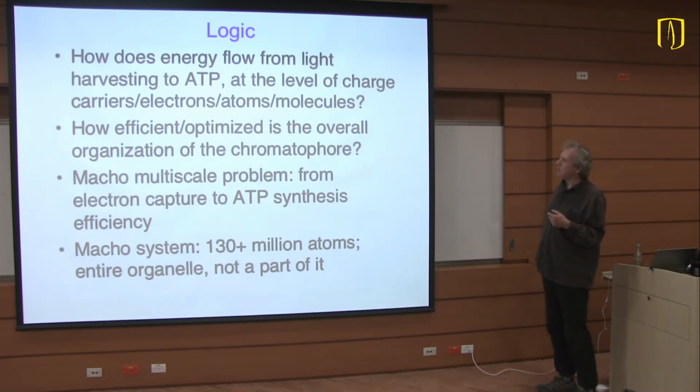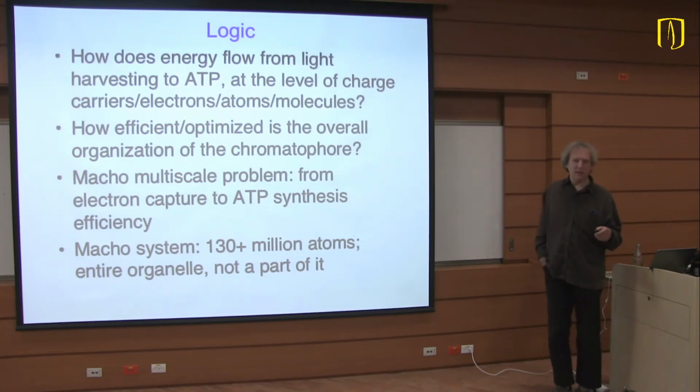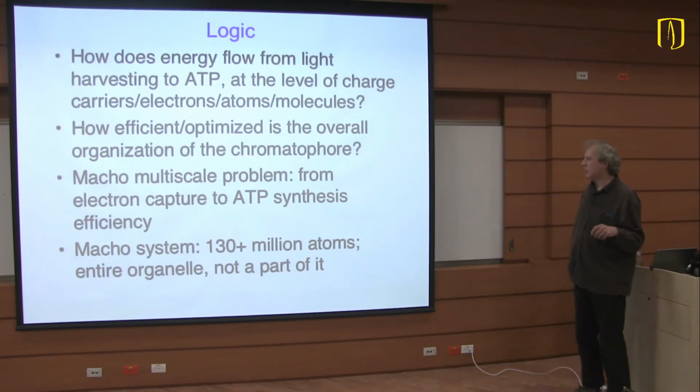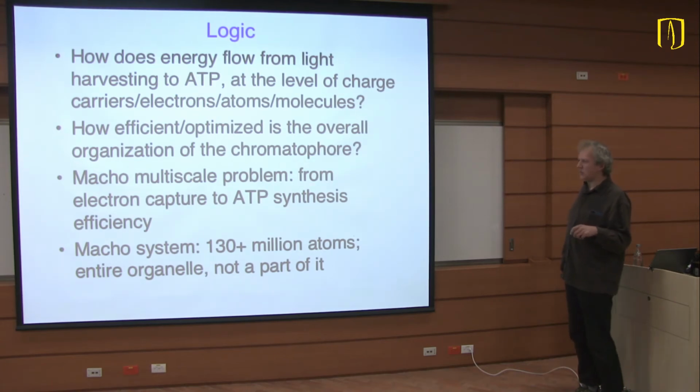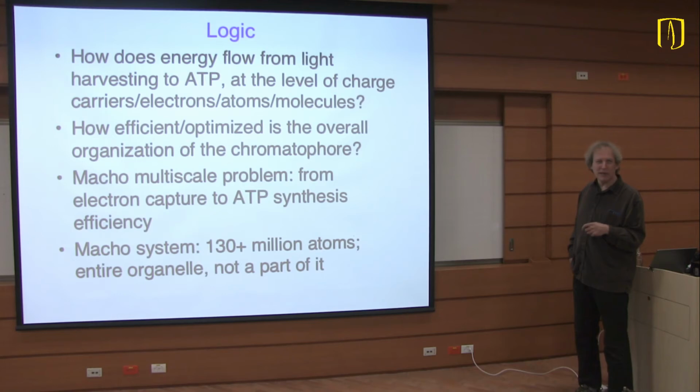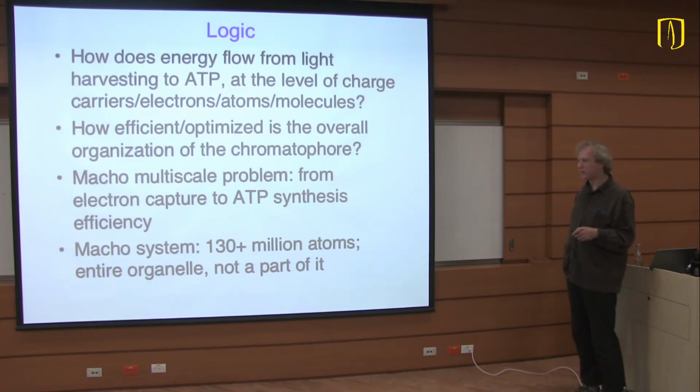And if you can model that, you can ask questions about how optimized is the overall chromatophore. And from a technical point of view, this is a serious multiscale problem. You're going from electron capture at a time scale of femtoseconds to ATP synthesis efficiency, which is a macroscopic average property, or even ATP synthesis is a slow process compared to everything else. So you're talking about 15 orders of magnitude in time scale.